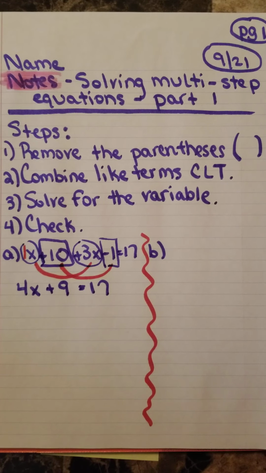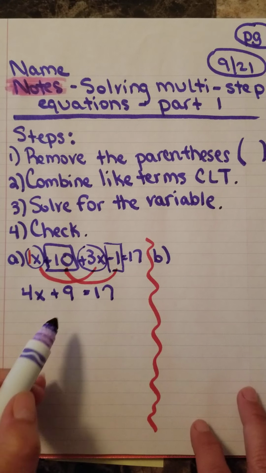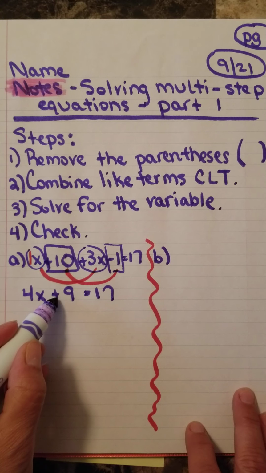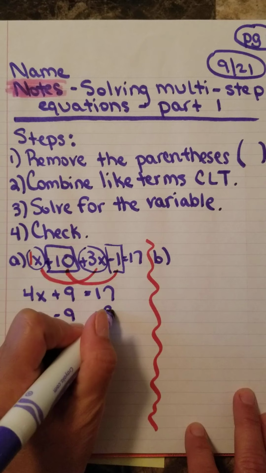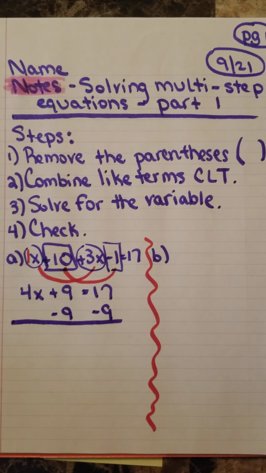Now the next step, solve for the variable. So what we want to do is get the variable alone. Since this 9 does not have a variable, I want to move it to the right. Since we see plus 9, we do the opposite. So we're going to subtract 9 from both sides. Here we're doing opposite operations, inverse operations.